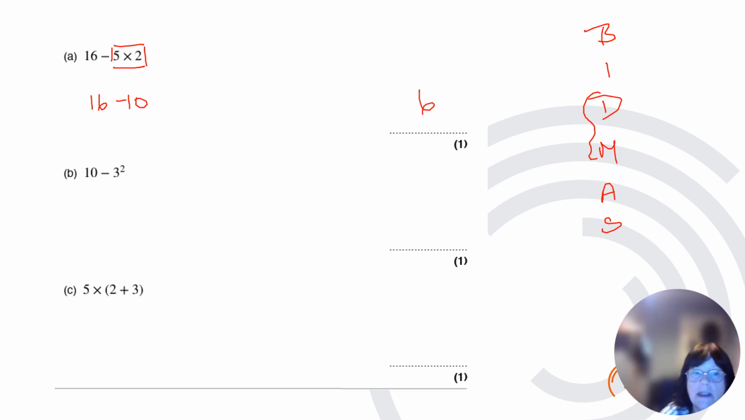Okay, next one. So we've got no brackets. We have got indices. So 3 squared is 9. So it becomes 10 minus 9, which is 1. And then this one, brackets first. So 2 plus 3 is 5. Then we can do the multiplication, and 5 times 5 is 25. Hopefully you're getting the idea of this. So we've got some more quick ones for you to have a look at.